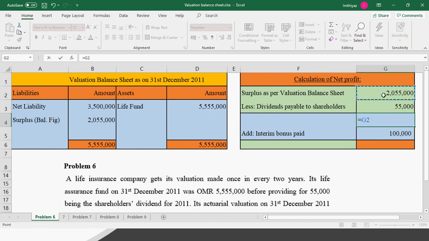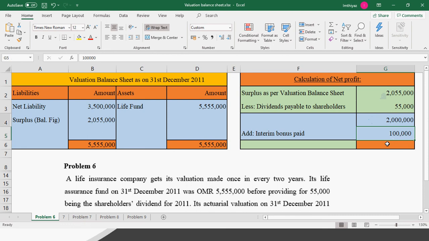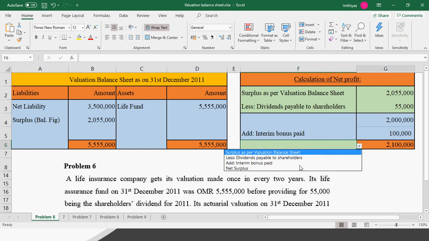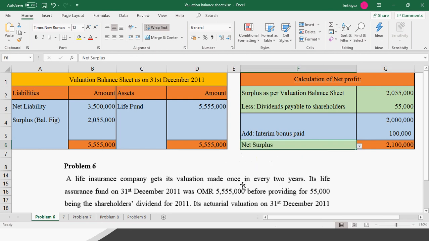So we need to take this total and reduce whatever dividends paid and we need to add finally in order to say whether the concern has incurred profit or loss. So in this regard, the insurance business has incurred a net surplus. So this is a simple basic problem in order to calculate whether the insurance concern has incurred a net surplus or deficit. So I hope you have enjoyed this short video.